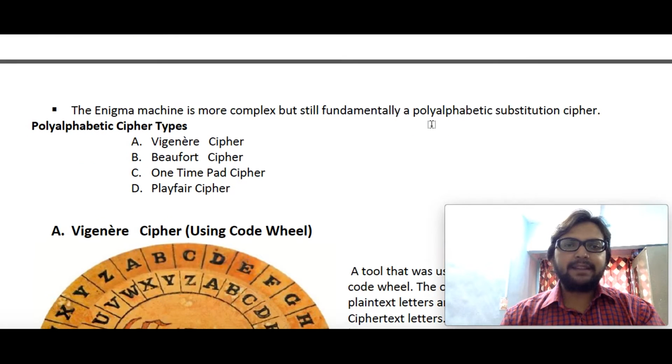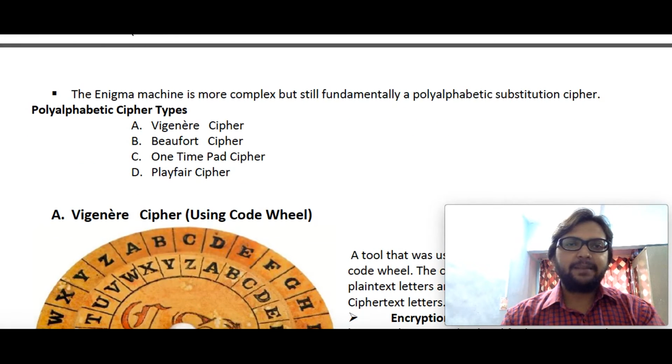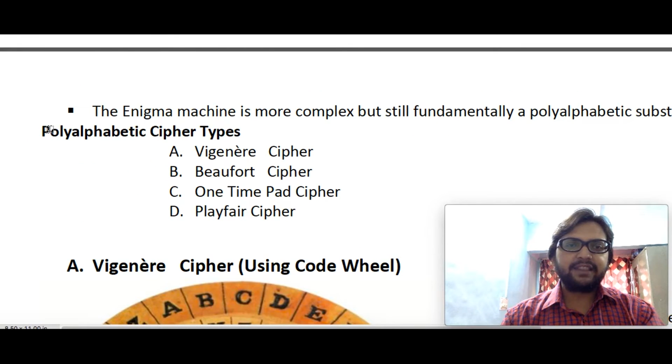Now, the polyalphabetic cipher again gets divided into multiple types. As you can see here, we have polyalphabetic cipher types, and it is divided into 4 types: Vigenère Cipher, Beaufort Cipher, One-Time Pad Cipher, and last is Playfair Cipher. We are going to discuss each and every type in detail.